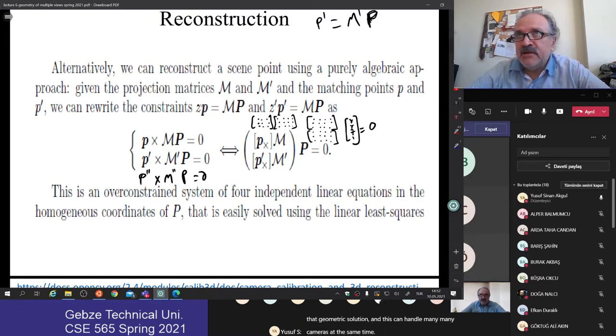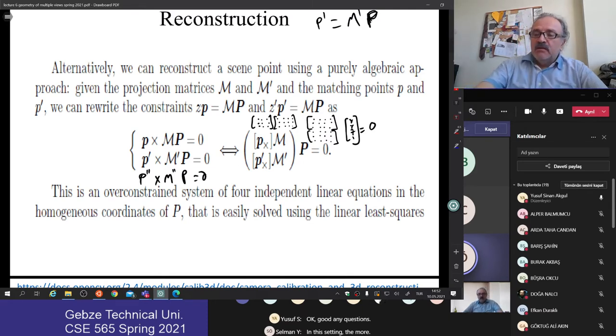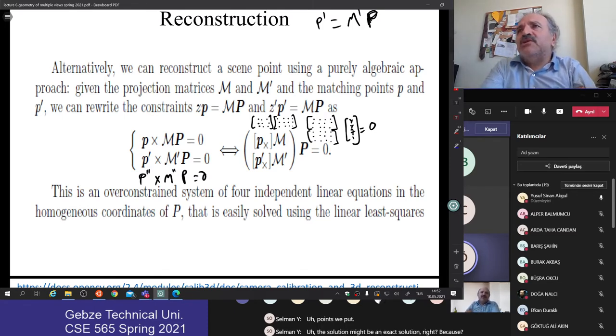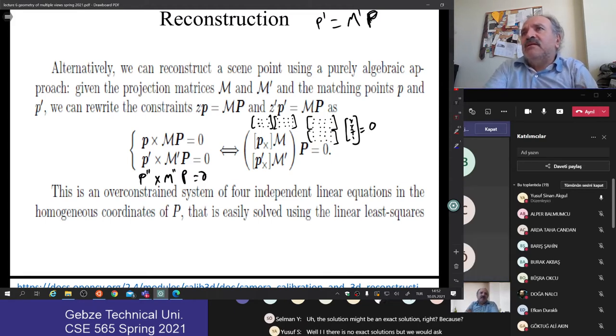Okay, good. Any questions? In this setting, the more points we put, the solution might be an exact solution, right? Well, there is no exact solution, but we would assume that this is the better solution because you are using more information. No, I was talking about the equations. So we will have to digress. Yeah. Well, this is an over-constrained linear system, right?